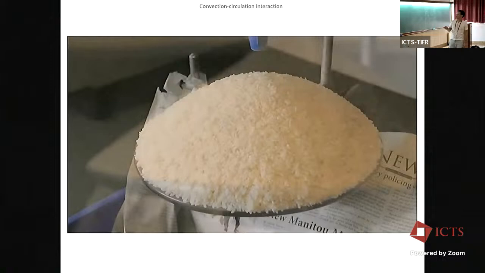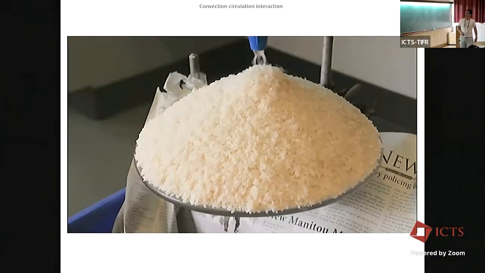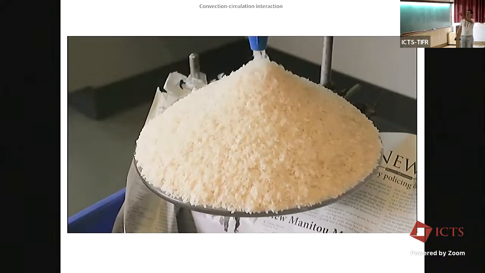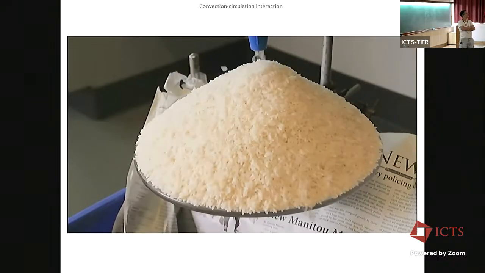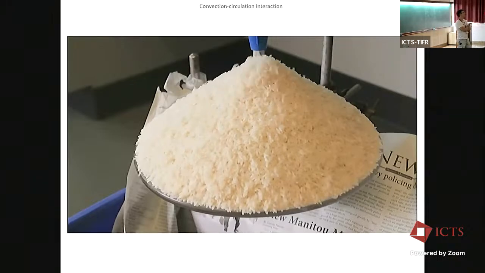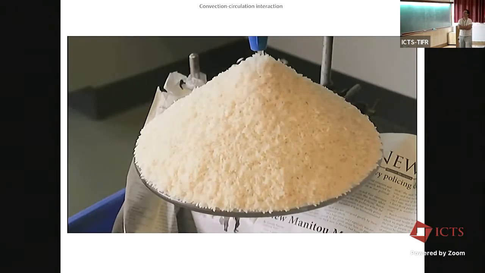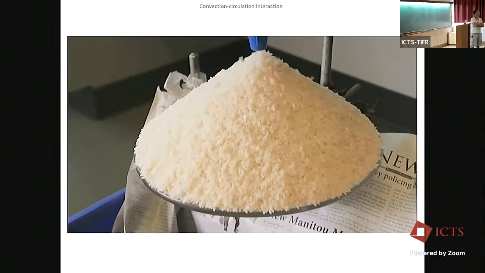All right, so the next idea, maybe you can figure it out by yourselves. What's the relationship between this experiment and convection? Any idea? Yeah, that's true.